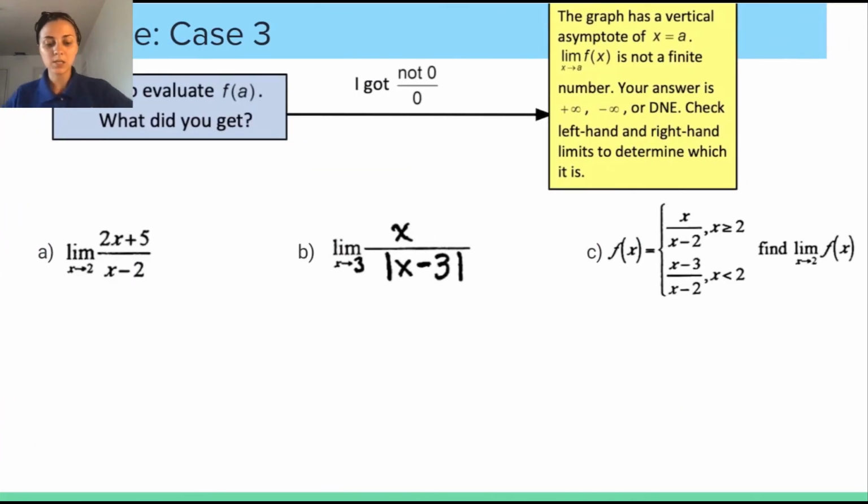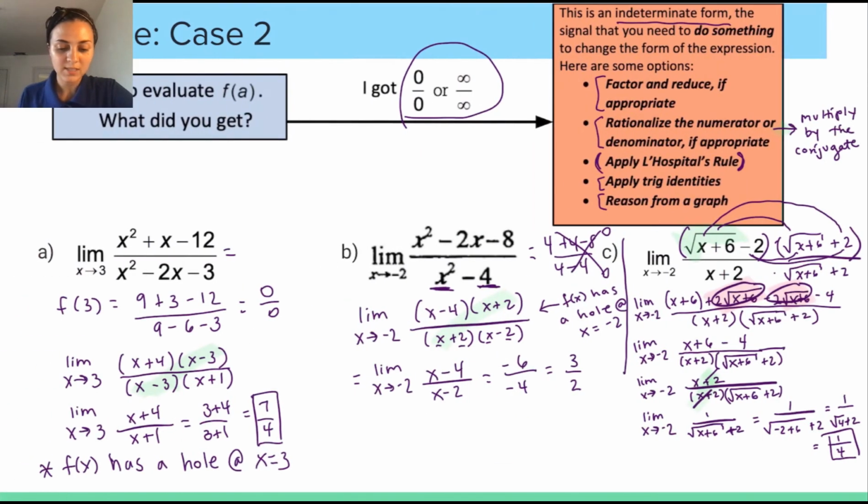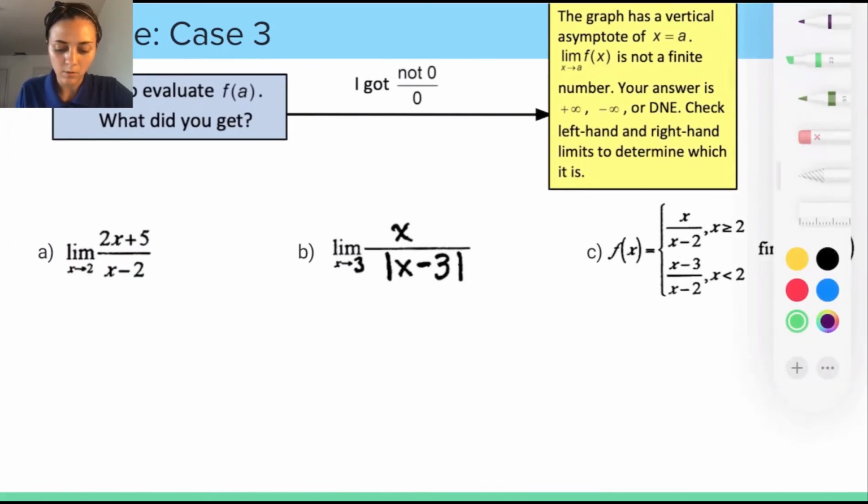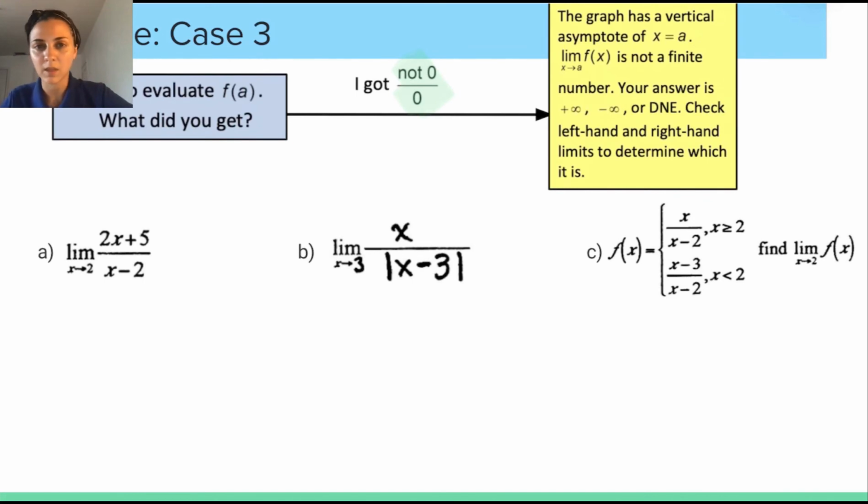Okay, so then here's our third case. Remember the second case? You could do these algebraic steps whenever you got 0 over 0 or infinity over infinity. Those were called indeterminate forms. The next one is if we get not 0 over 0. So basically, if I get some number like 5 over 0, or negative 3 over 0, or 253 over 0. And what's happening here, if you get any number over 0, is that there's a vertical asymptote.